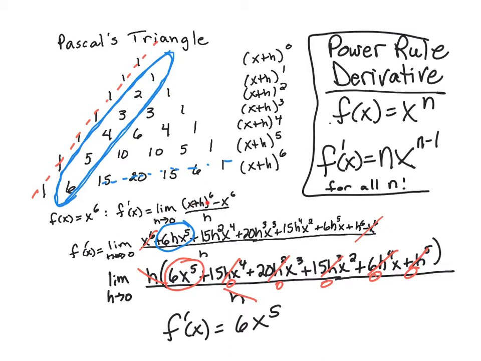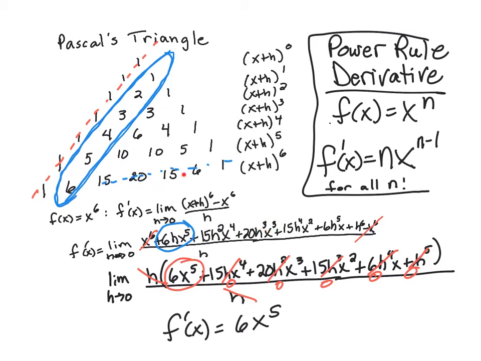So when we FOIL out x plus h to the sixth, we get x to the sixth, 6 x to the fifth h. Then we'll get 15. The power of x goes down to 4. The power of h goes up to 2. Notice that those powers add to be 6. This is called the binomial theorem. The next coefficient is 20. The power of x went down to 3. The power of h went up to 3. Notice they add to 6.